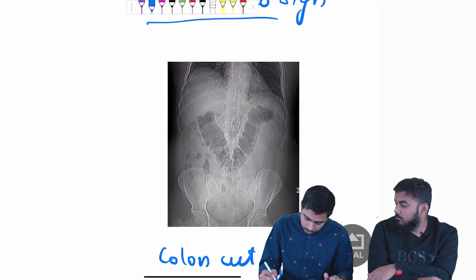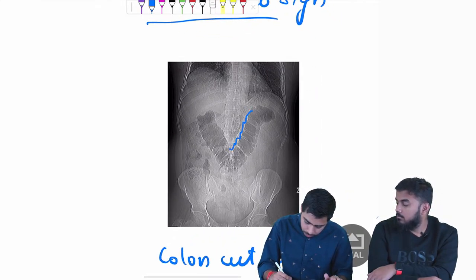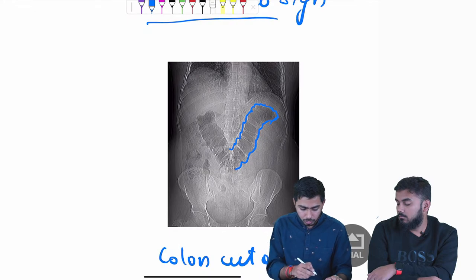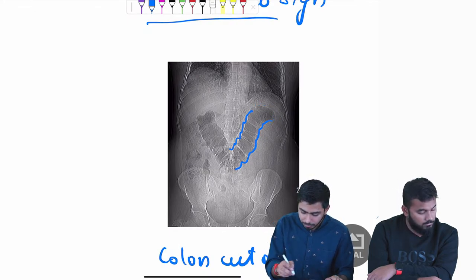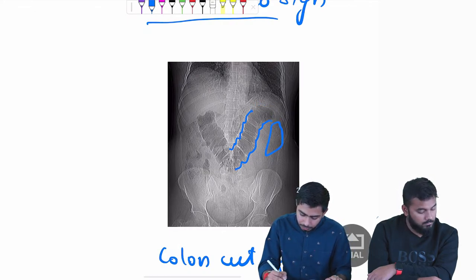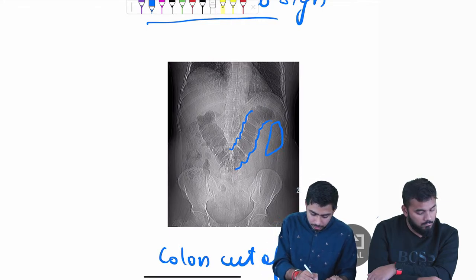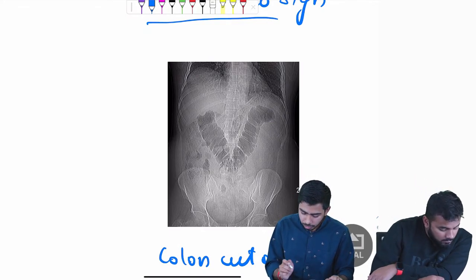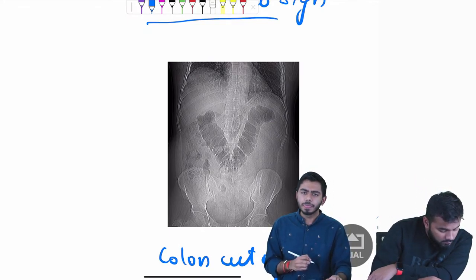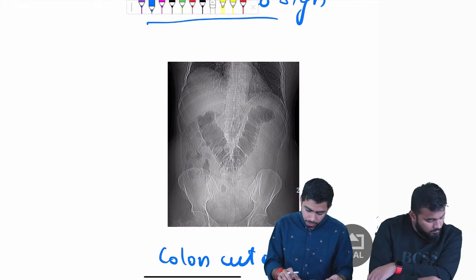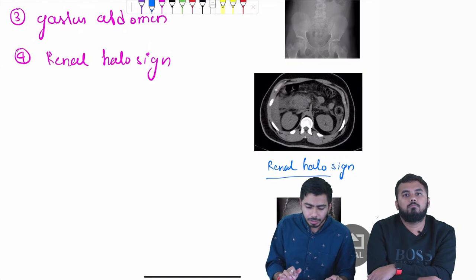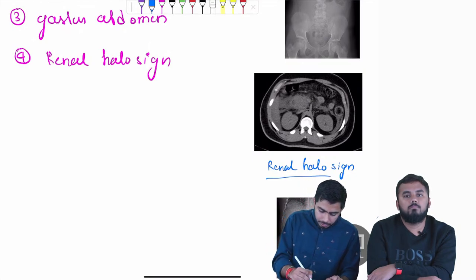What you can see over here is the colon, you can see the colon very well. But over here there is a cutting of this colon. After this part you can't appreciate where the colon is. So this is called the colon cutoff sign, as if somebody cuts the colon. I hope all of these radiological signs are clear.